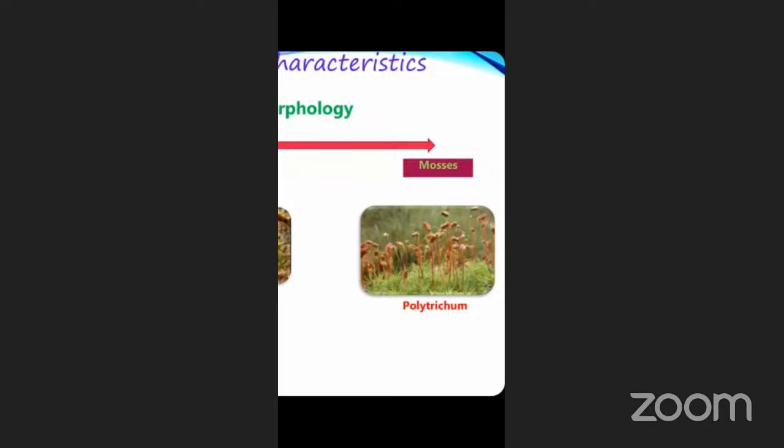And distribution: we already discussed that. Where moisture is present and shady areas are very suitable for these bryophytes to grow. That means Himalayan regions, like Kashmir, the east part of India and Burma. Himalayan regions and heavy rainfall regions are very suitable for bryophytes.